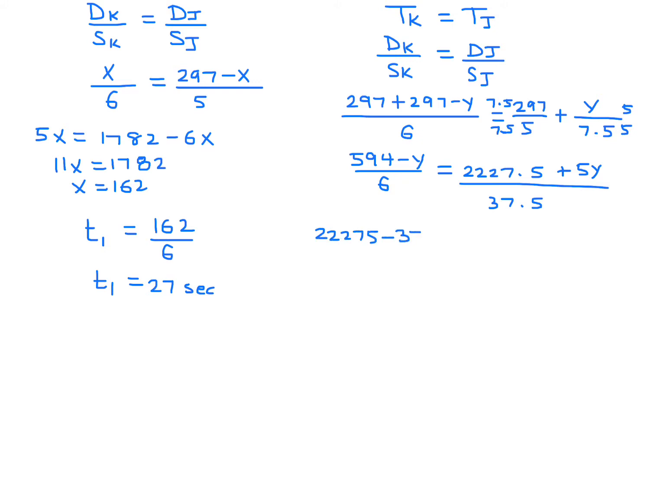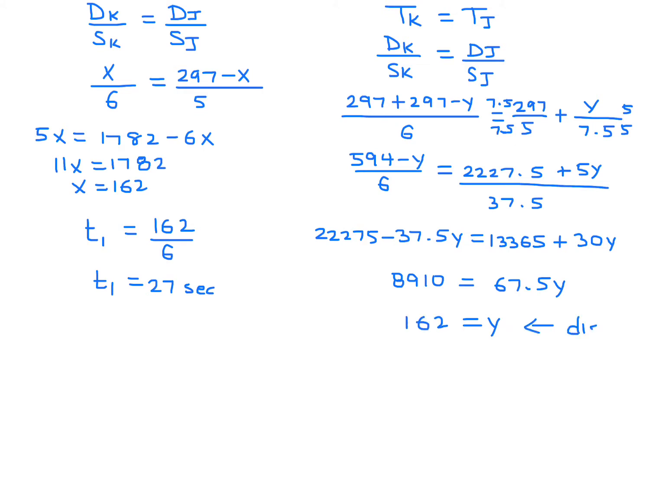22275 minus 37.5y, and then on this side we will get 13365 plus 30y. So that means 67.5y is going to be equal to 8910. Divide through, and we get y is equal to 162. But notice this is a distance.